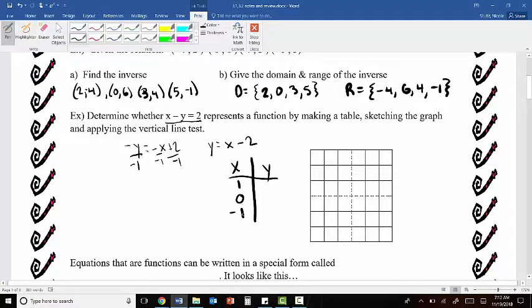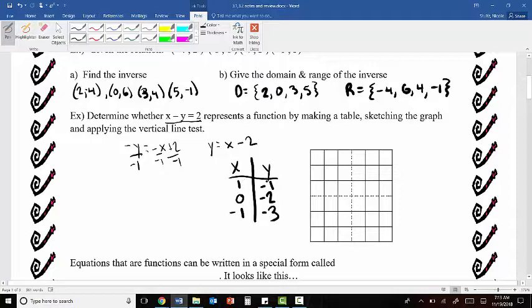I usually like to do 3 ordered pairs. So if I plug 1 into this formula, 1 minus 2 is negative 1. If I put 0 in, I'm going to get negative 2. And if I plug negative 1 in, I'm going to get negative 3.